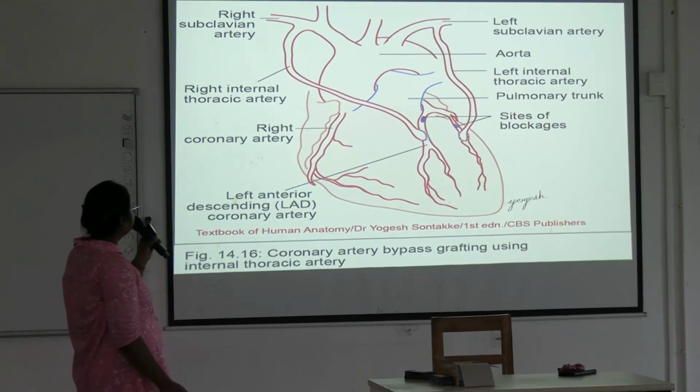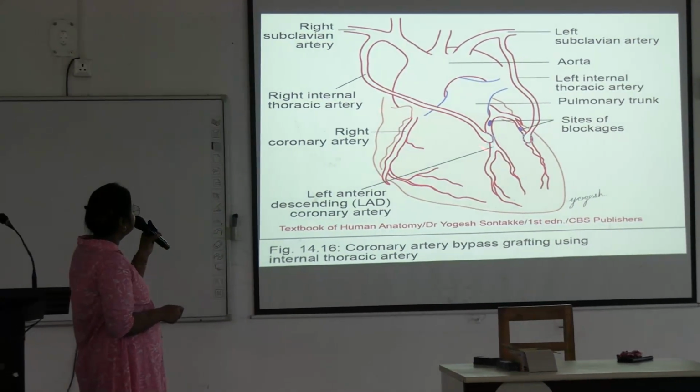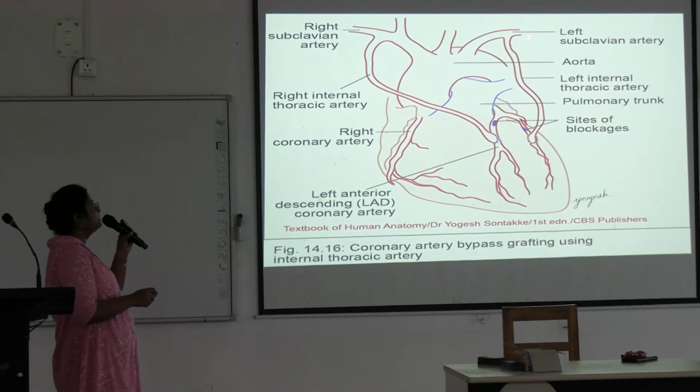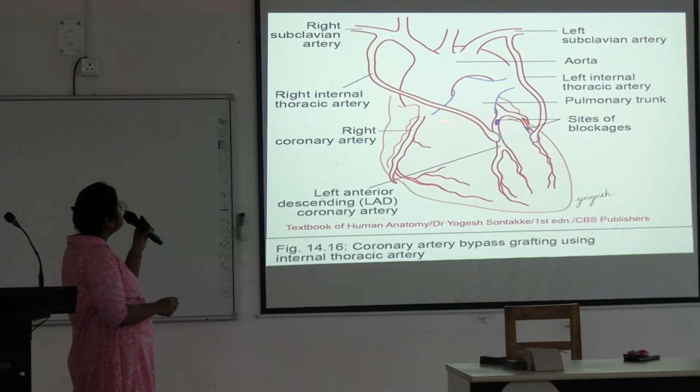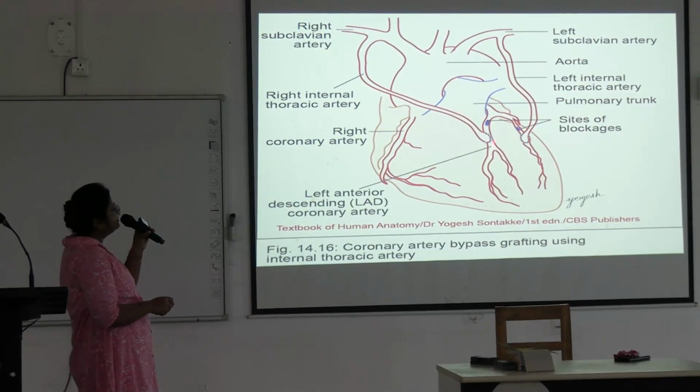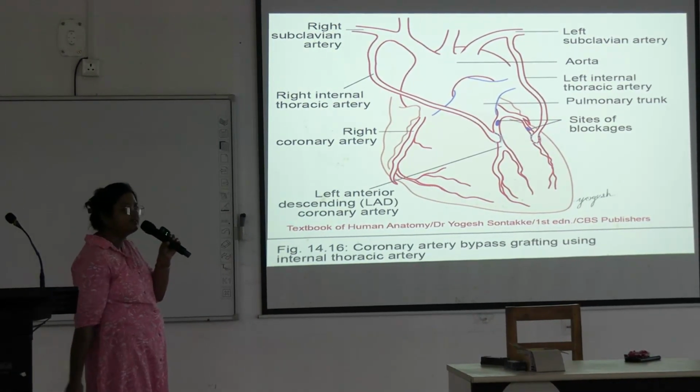Next, so those anastomoses distal to the block site have been shown. Internal thoracic arteries are providing supply distal to the blockage.